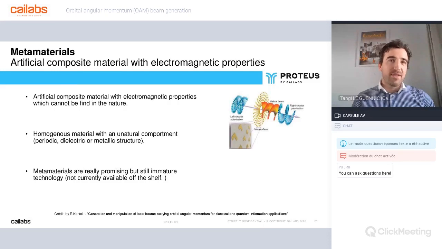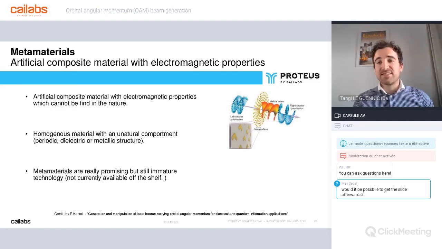Metamaterials. Metamaterials are a new and really promising technology. It's a composite material with electromagnetic properties that we cannot find in a natural material. Research has shown the ability of an ultra-thin metamaterial to change the phase of an incident beam to achieve OAM. Researchers have proved the ability to generate modes up to order 20. However, work on metamaterials is relatively new, and it's still an immature technology. This is not today a component on the shelf.